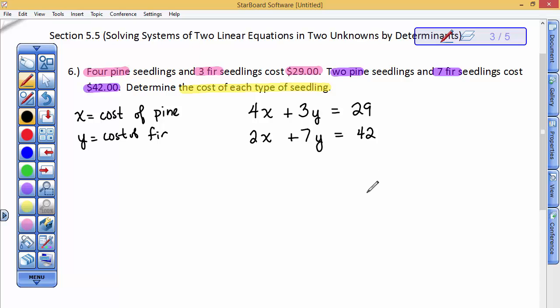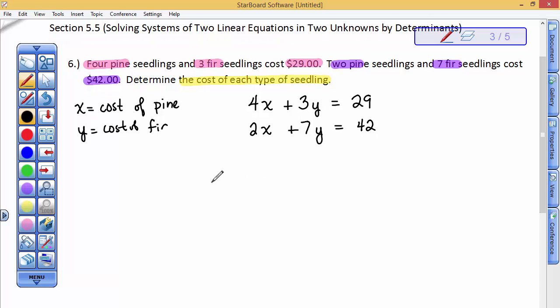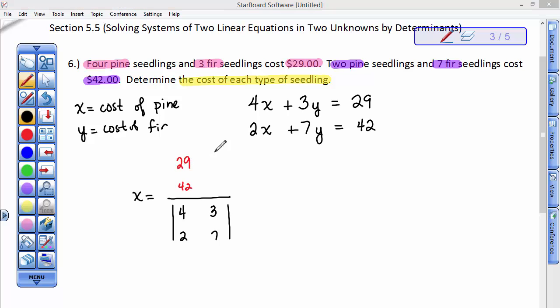And now I'm going to set this up by determinants. So remember that using determinants, we're going to put in the denominator the 4 and the 2 and the 3 and the 7. And then we're going to put in the numerator, see these C values? Those are going to go up here. The 29 and the 42 will go here. And then I'm going to bring up the 3 and the 7. And then let's go ahead and evaluate this.